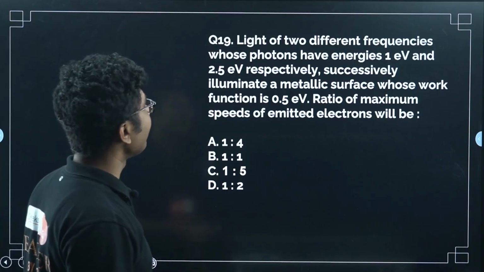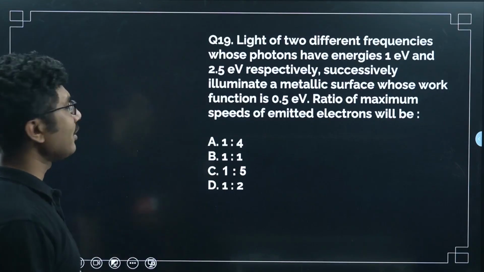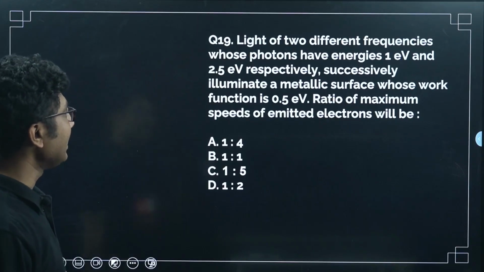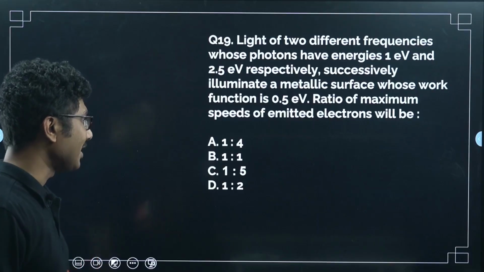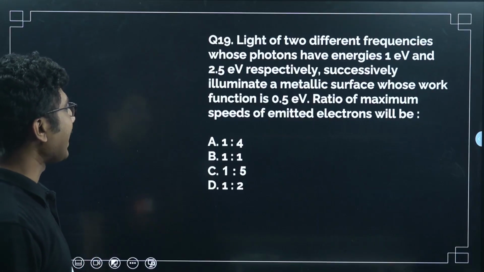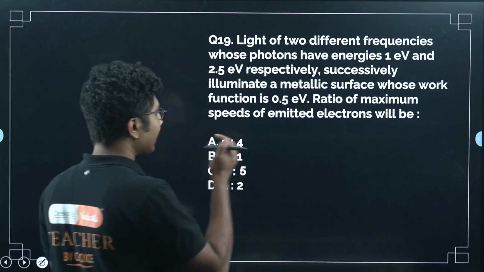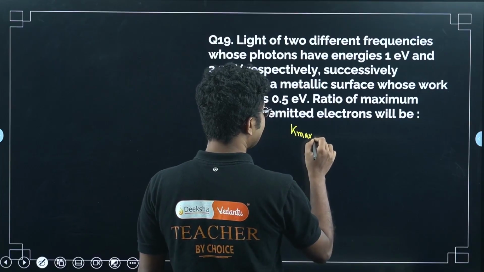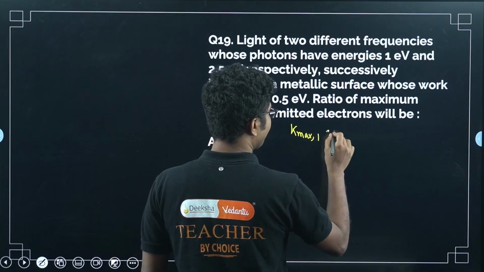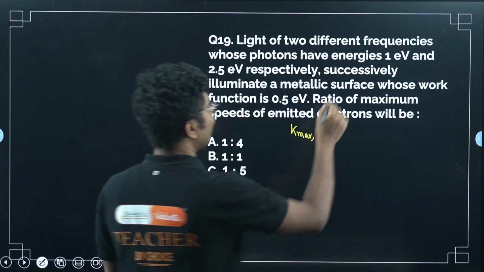Light of two different frequencies whose photons have energies 1 electron volt and 2.5 electron volt respectively successively illuminate a metallic surface whose work function is 0.5 electron volt. The ratio of maximum speeds of the emitted electrons will be? So first of all, let us write the formula for K max, the kinetic energy, for the first electron. Okay, what is the energy? The first energy is 1 electron volt.